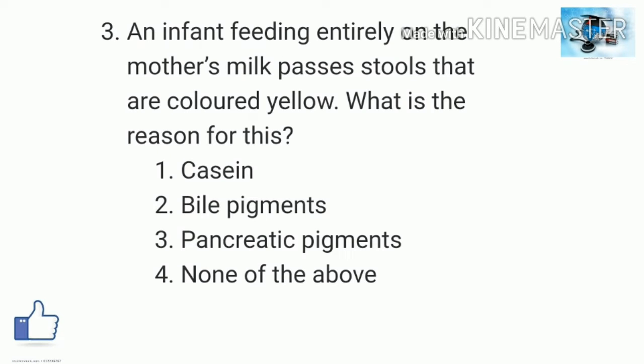An infant feeding entirely on the mother's milk passes stools that are colored yellow. What is the reason for this? Option 1 casein, option 2 bile pigments, option 3 pancreatic pigments, or option 4 none of the above. So the correct option is option 2 bile pigments, as it assists the digestion and absorption of fats present in the bile salts.